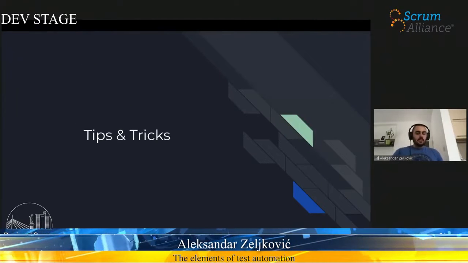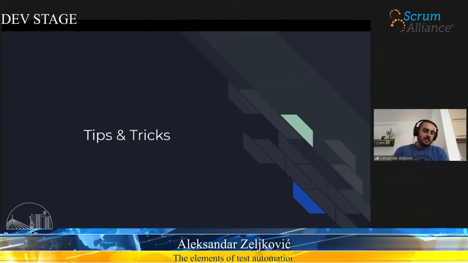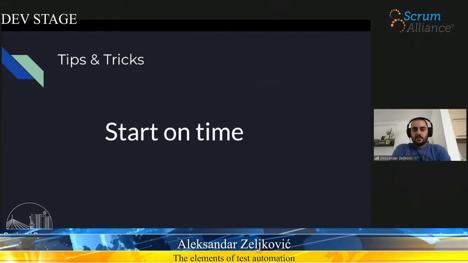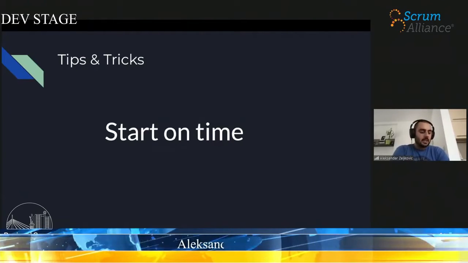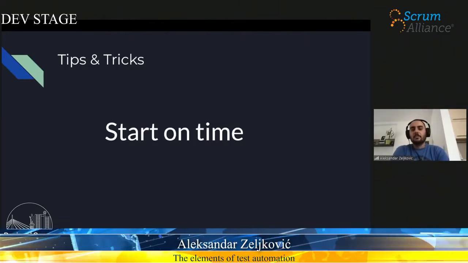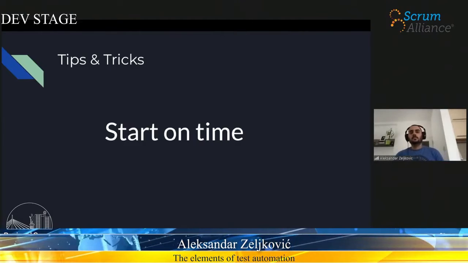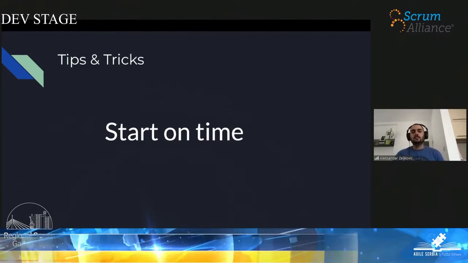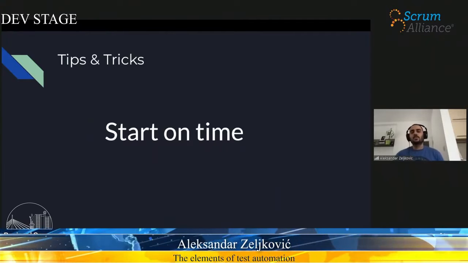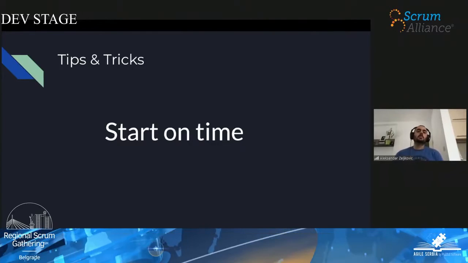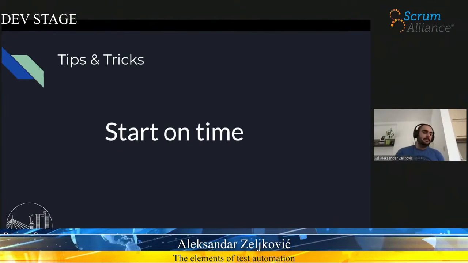Okay, so let's move to the last section, tips and tricks. If I could share only one tip with you, it would be this one. Start with test automation on time. This is often a mistake, because when the project starts, nobody is thinking about test automation a lot. So the focus is to create an MVP, to create customers. Will I be able to sell my product? Will I be able to earn money, and so on? So that is the main focus at the beginning.